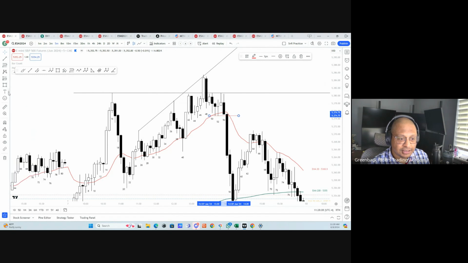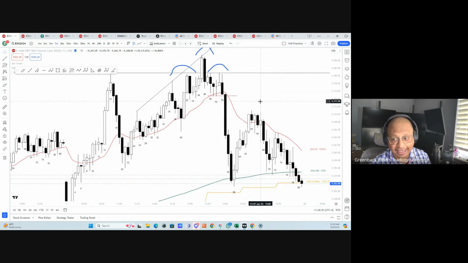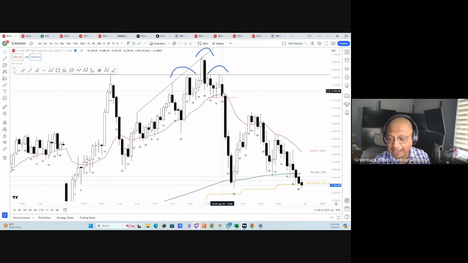So if you see, where is it? Where is the pen? The pen is here. We had a shoulder, head, another shoulder, right? And at that point of time, I mentioned in the group, in the Discord, that if we come below the EMA, we may get a very good short and a retest of the bar one high again. Okay, and see how it happened.